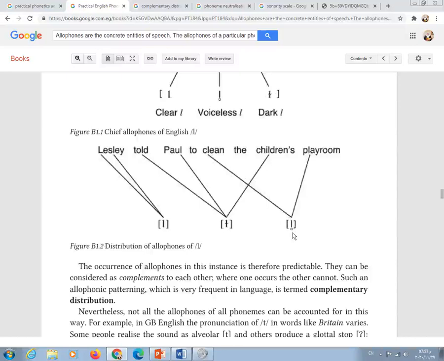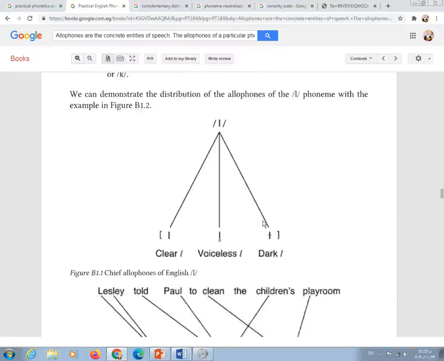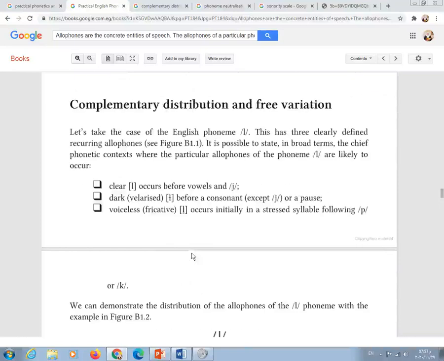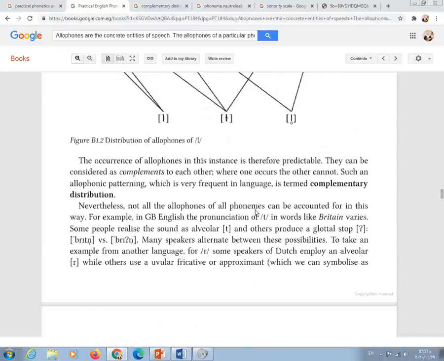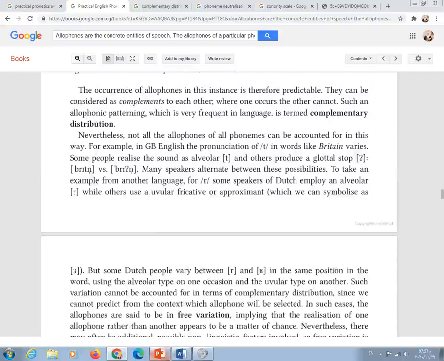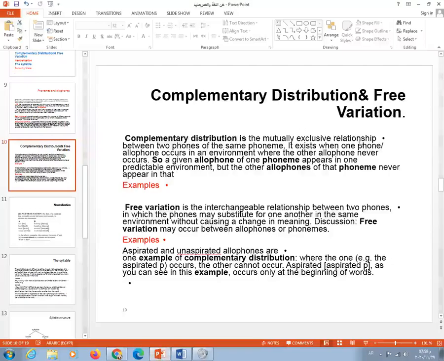We put this mark to indicate this feature, which is minus voicing, or voicelessness. So these are the three allophones of the phoneme l, and each one is restricted to a particular context and cannot be replaced by any other allophone. This kind of relationship is called complementary distribution, and this is one of the forms of relationship between allophones of a particular phoneme. Let's move to another relation, which is free variation.